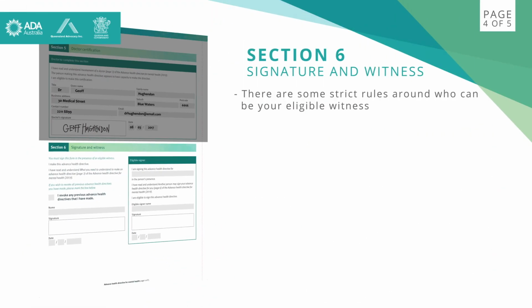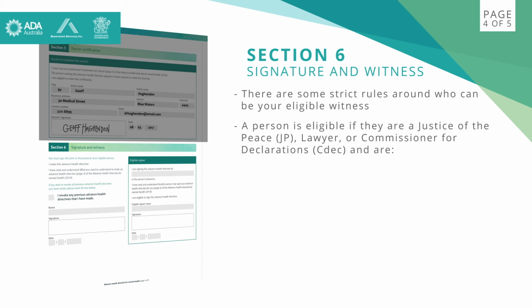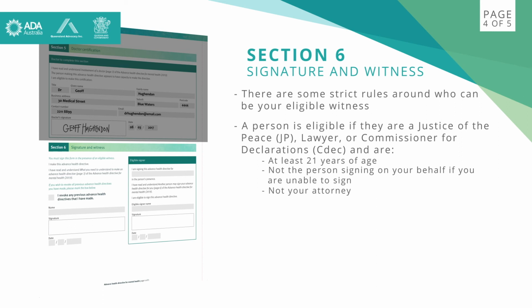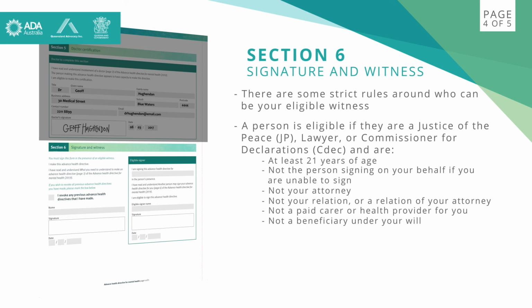There are some strict rules around who can be your eligible witness. People are eligible to witness your Advanced Health Directive if they are 21 years or older, and they are a Justice of the Peace, or a Commissioner for Declarations, or a lawyer, and they are not the person who is signing for you if you are unable to physically sign the document. They are not your attorney. They are not a relative of yours or a relative of your attorney. They are not a paid carer or health provider for you. They are not a beneficiary under your will.